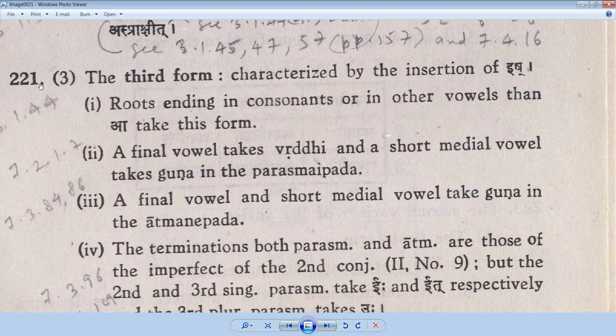So that when an agamaha comes and joins, it becomes a part and parcel of the affix to which it joins. Because agama is mitravad agamaha, and shatruvad adeshaha.